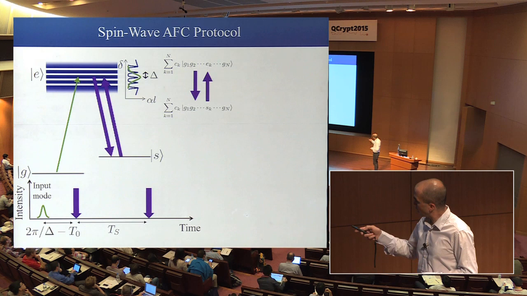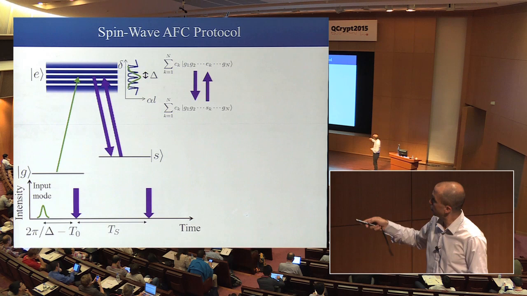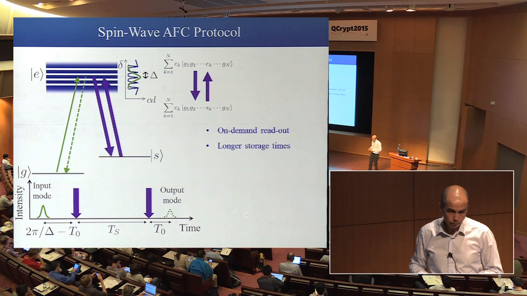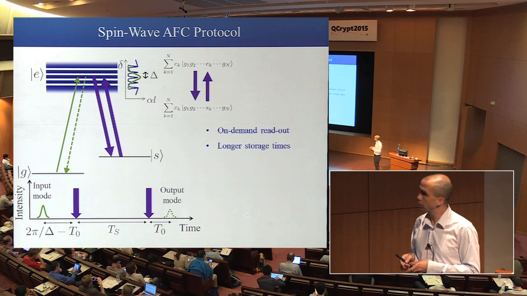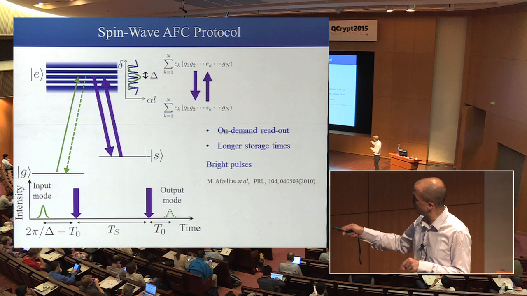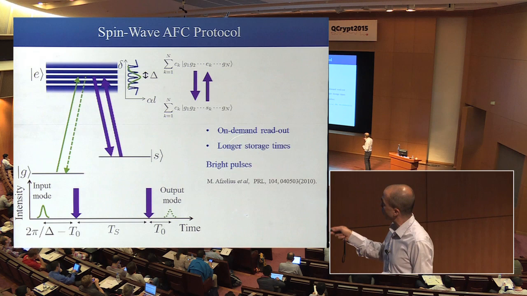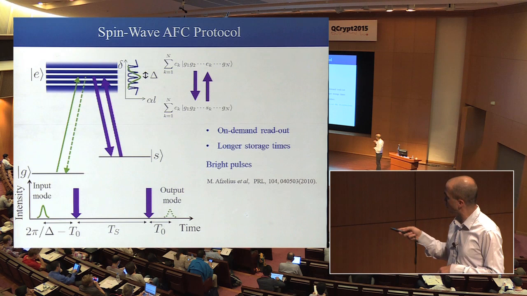And then, after the storage time, you send another control pulse to put it back in the excited state, and then the photon will be re-emitted on this transition here. So this gives you the on-demand readout. Now, when you want to read out the memory, you just push the button that emits the second laser pulse, and you have the on-demand readout, and this gives you a longer storage time. This has been demonstrated in 2010, in this paper, with bright pulses.